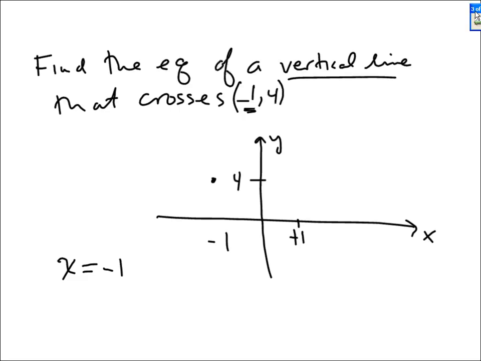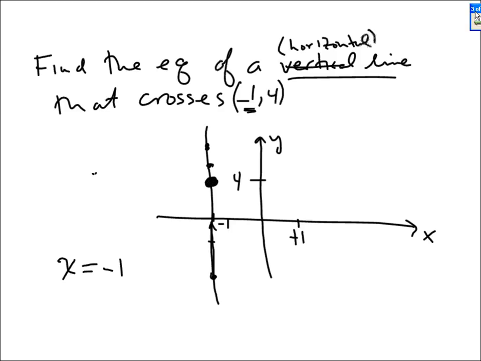And you want the equation of a vertical line. So let's graph it. There's a vertical line that crosses negative 1, 4. And they all have one thing in common. The x values are all negative 1. Just keep looking to the x-axis and you keep seeing negative 1. Now, what if I change it to horizontal? So that problem's over. Now, new problem. Find the equation of the horizontal line that crosses negative 1, 4.